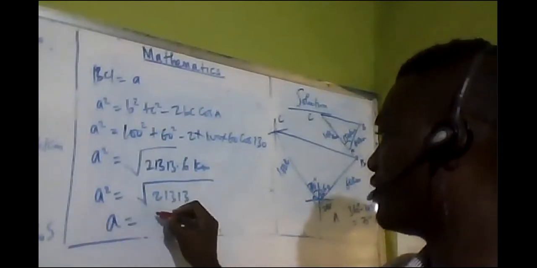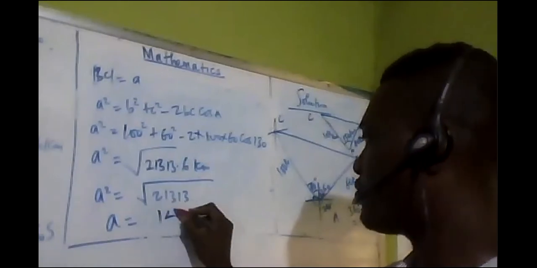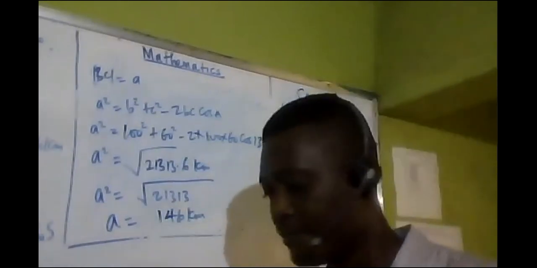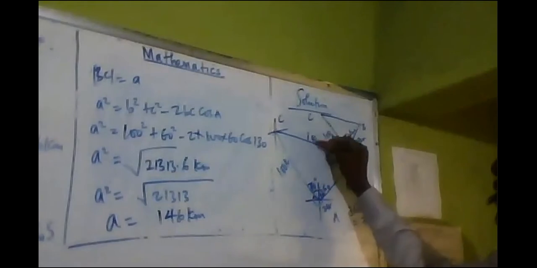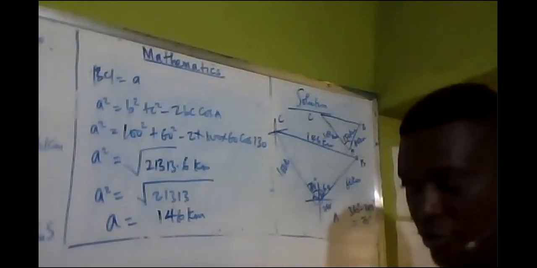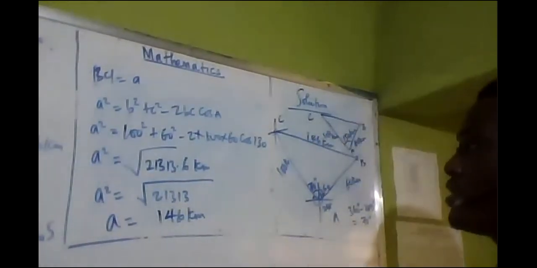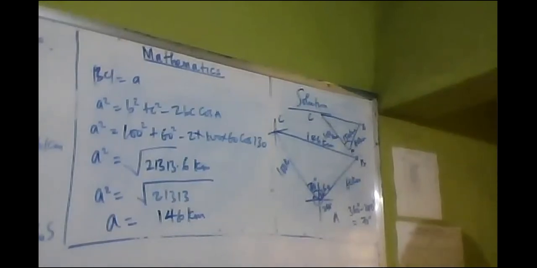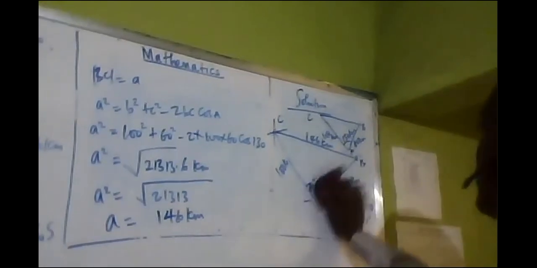And A will now give us, if you find the square root of this, 146 kilometer. So this is 146 kilometer. So we are through with that part. Now the second question is, what is the bearing of B from C?